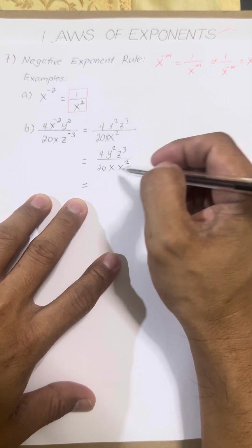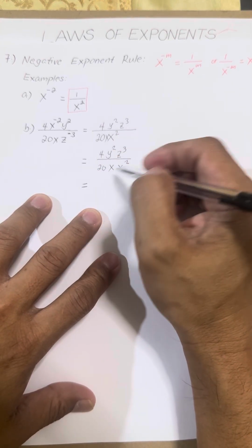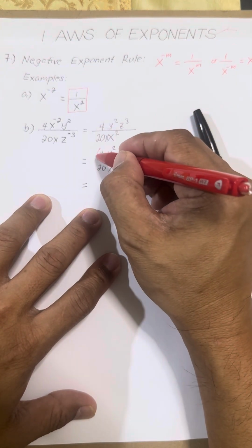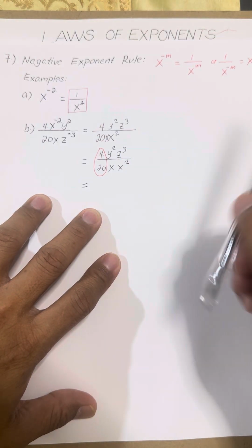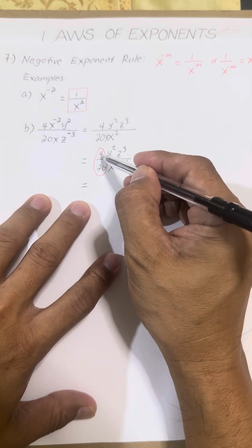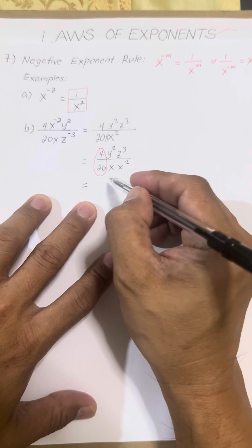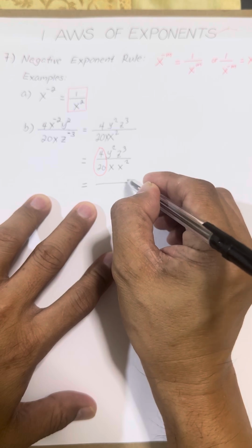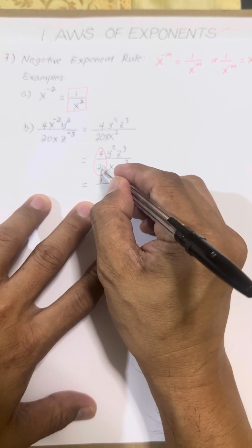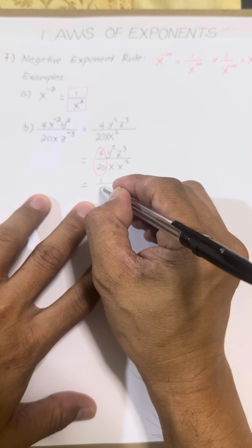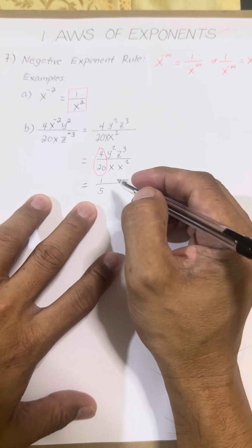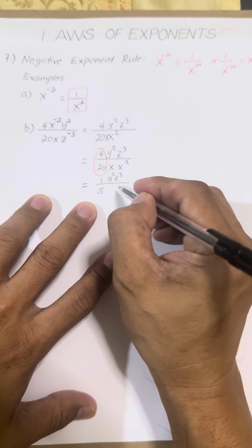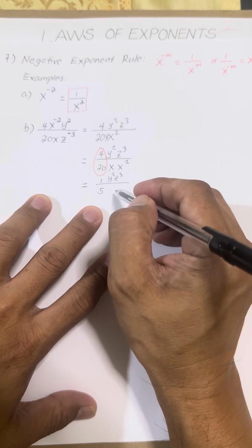We've noticed that every exponent is already positive, so you can now simplify. You can take these coefficients: the numerator is divisible by 4, and the denominator is divisible by 4. When you divide the numerator by 4, that becomes 1. Then 20, the denominator divided by 4, is equal to 5. Okay? Then just copy y squared and z cubed. Then in the denominator, we have x and x squared.